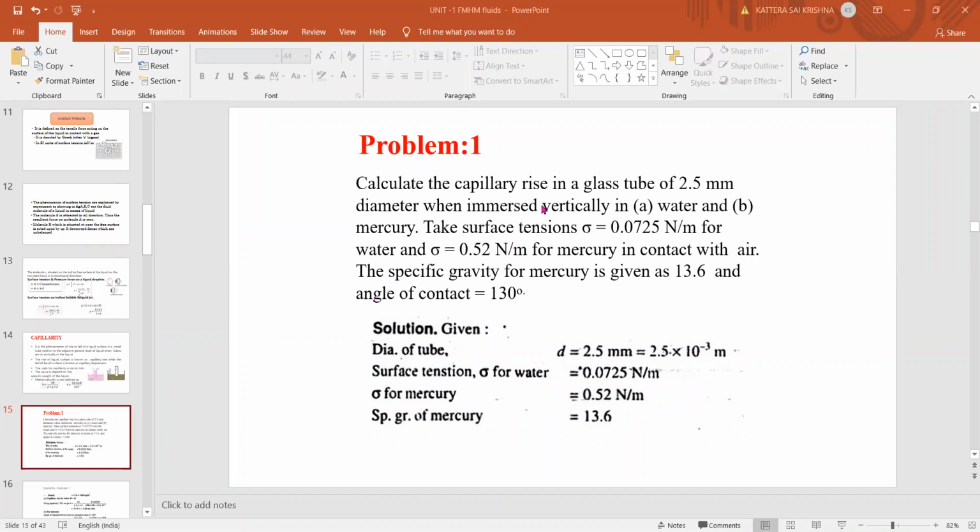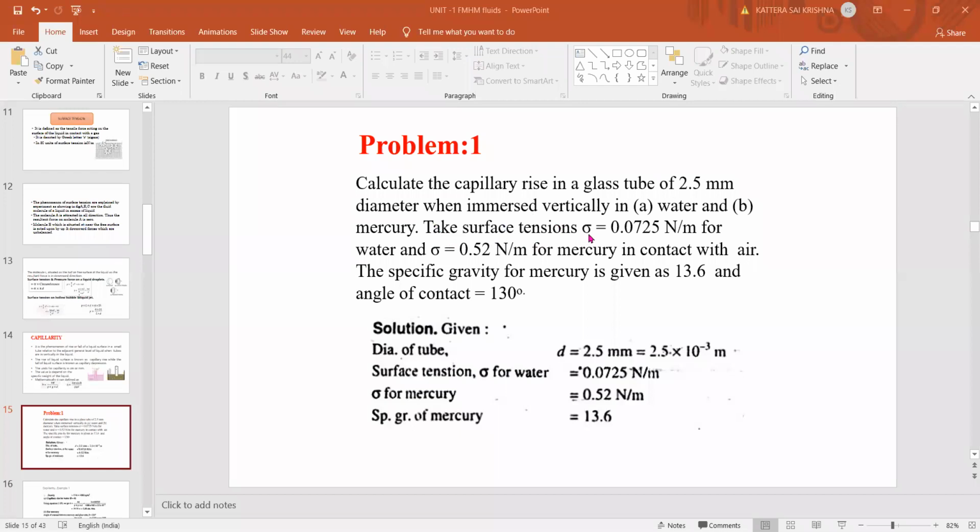Right. So what the question is telling is that the same tube is immersed vertically in water as well as mercury. So the same size tube is immersed in both the water as well as mercury. He's asking to find the capillary rise, the H value. He has given the values of surface tension here.